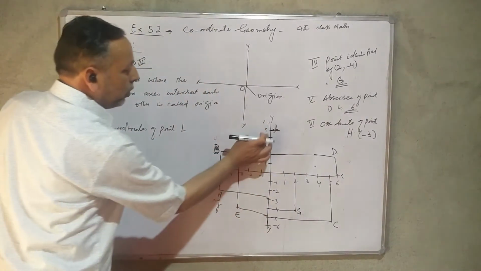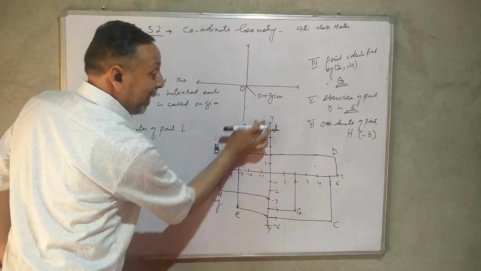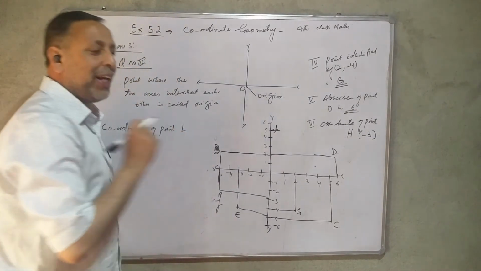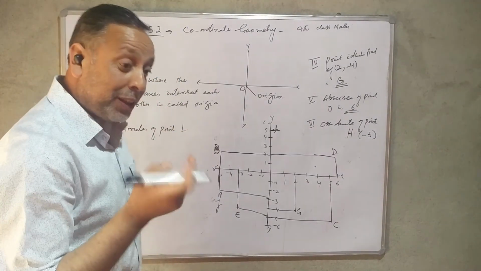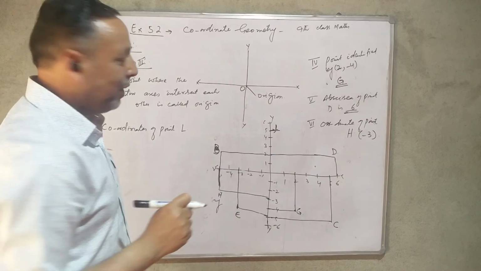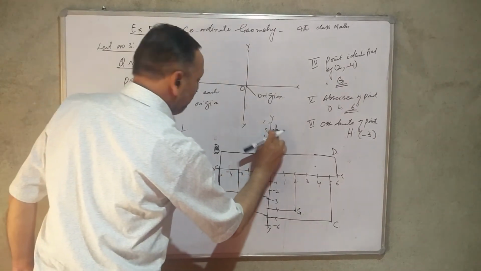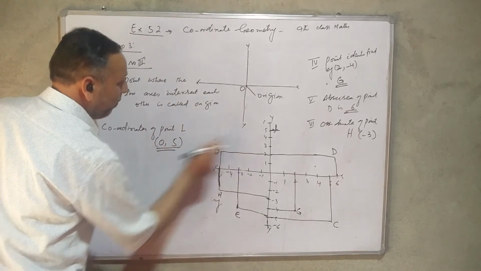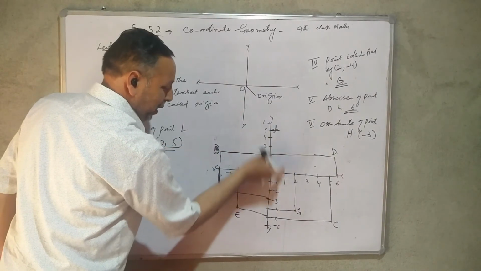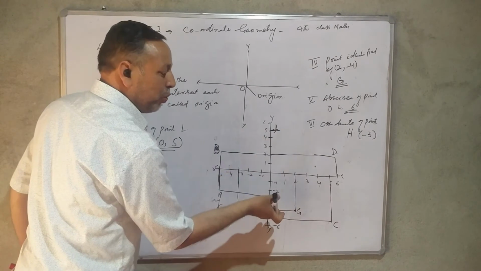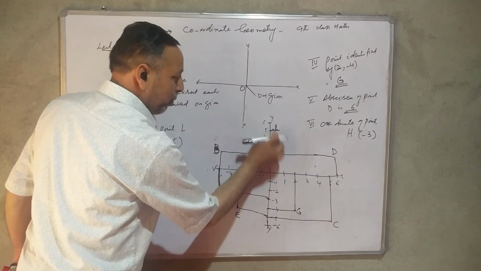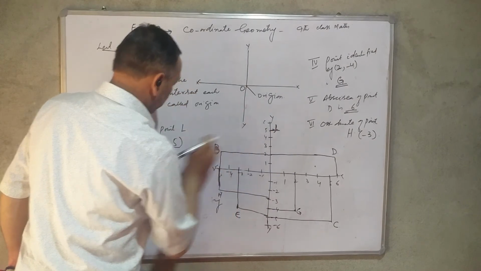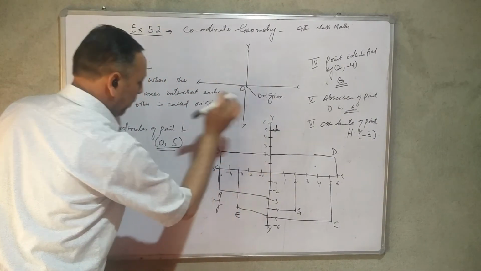Clearly, point L lies on the y-axis. When a point lies on the y-axis, its abscissa is 0. So the coordinates of point L are 0 and 5. The distance from the y-axis is 0, which means the abscissa is 0, and the y-value is 5. So 0 and 5.